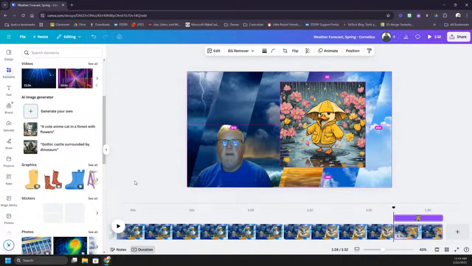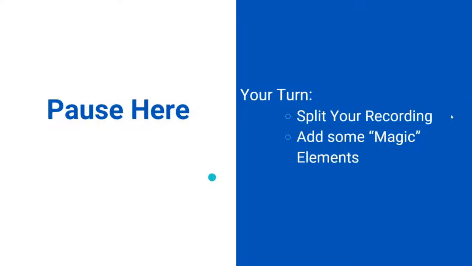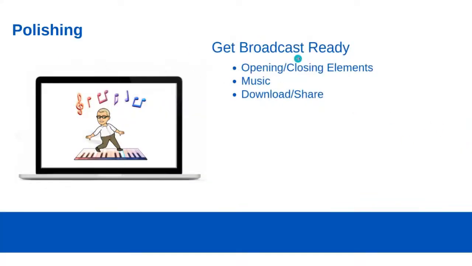Okay, so what are we going to do here? What's the next thing that we are going to do? We're going to get broadcast ready. We're going to add some opening and closing elements. We're going to add some music, and then I'm going to show you how to download and share. So those are the things that we are going to do here.